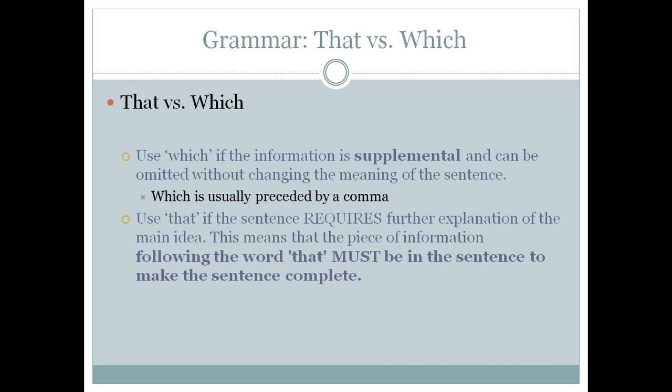Now, if you use that, then the piece of information that follows the word that must be in the sentence to make the sentence complete. So if you omitted everything after the word that, and the sentence is incomplete, then you know that you have to use that instead of which.